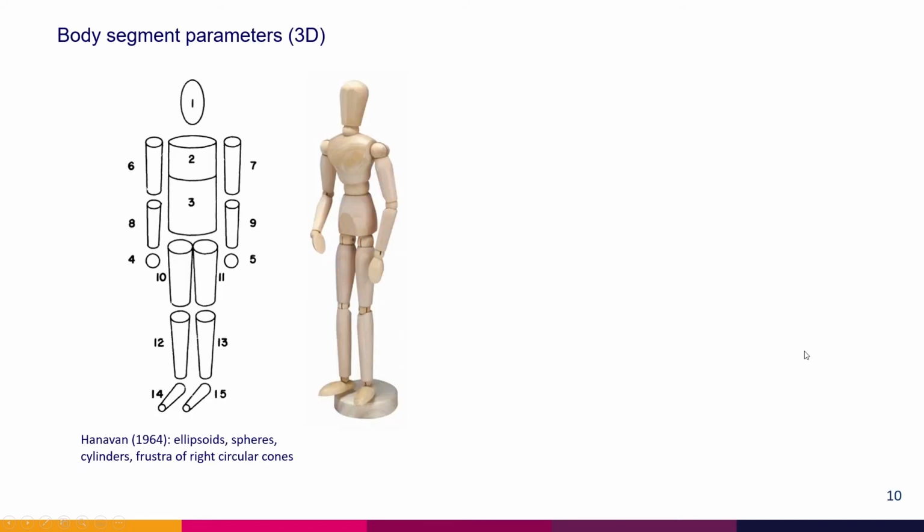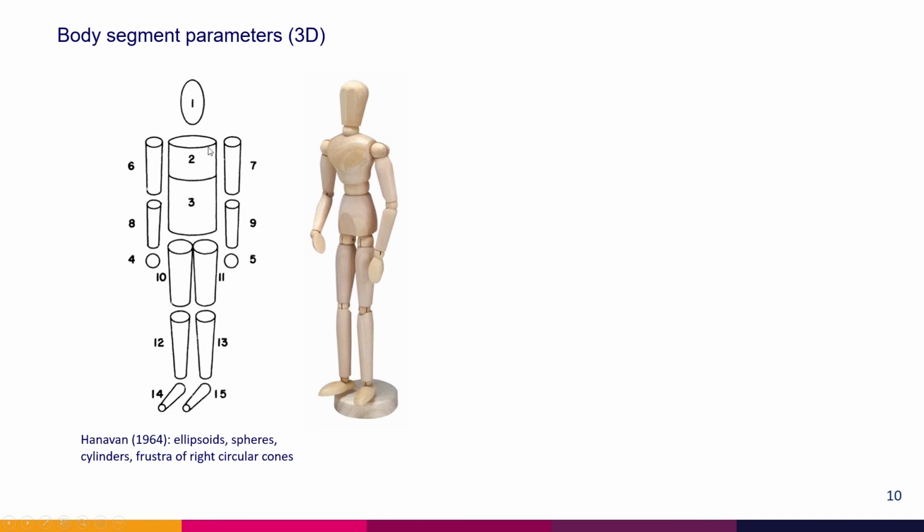That, of course, is in 2 dimensions. We can also work these things out in 3 dimensions. And for that, we could model the body as being composed of ellipsoids, spheres, cylinders, and so on, rather like the artist's mannequin.